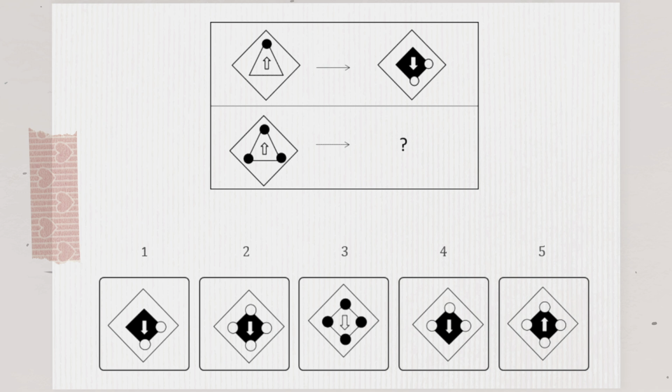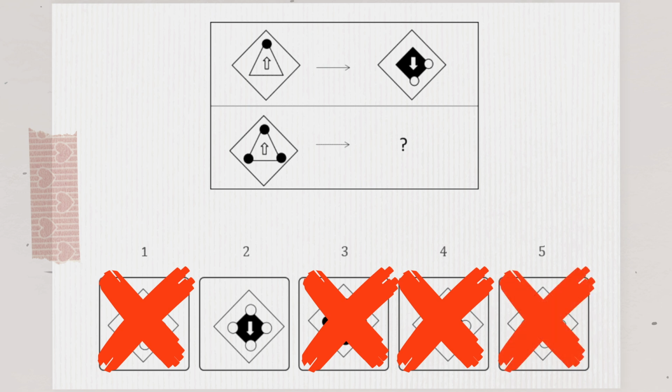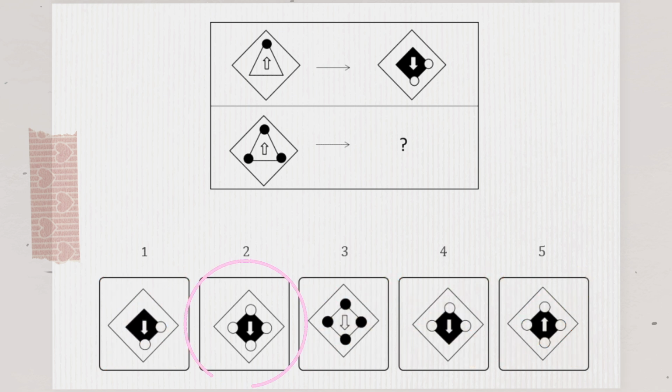We can eliminate option 1 as it contains a white arrow but not 4 white circles. We can eliminate option 3 as it contains a white diamond, not a black one. In addition, this answer choice contains black circles instead of white ones. We can eliminate option 4 as it contains 3 circles instead of 4. Finally, we can eliminate option 5 as it contains an arrow that has not been rotated. We are left with option 2, which is the correct answer.